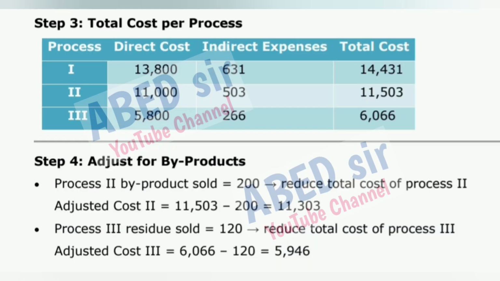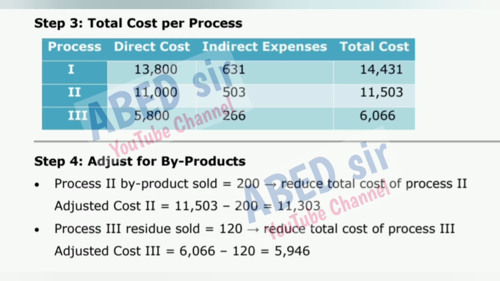Step 3. Total cost per process. Process direct cost, indirect expenses, total cost. Process 1: 13,800, 631, 14,431. Process 2: 11,000, 503, 11,503. Process 3: 5,800, 266, 6,066.